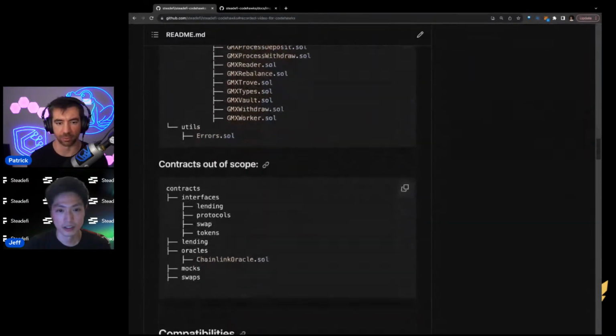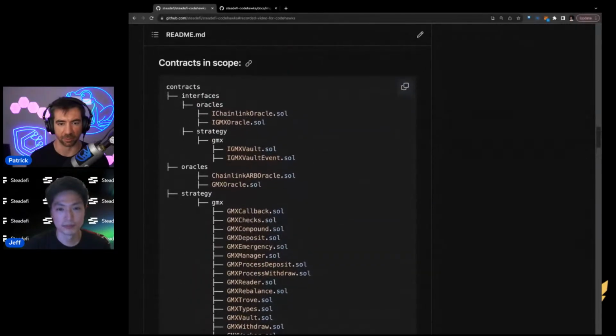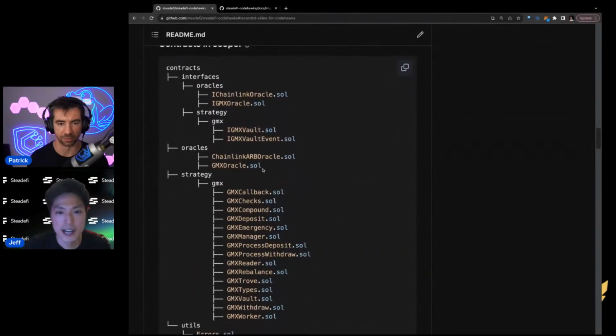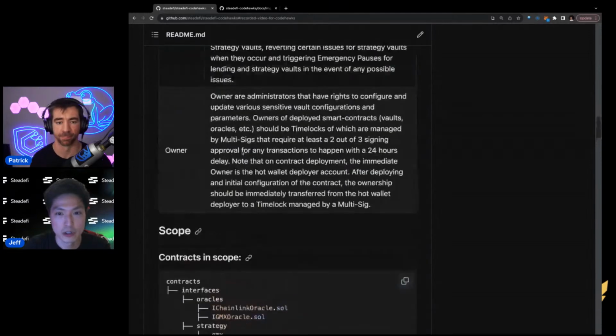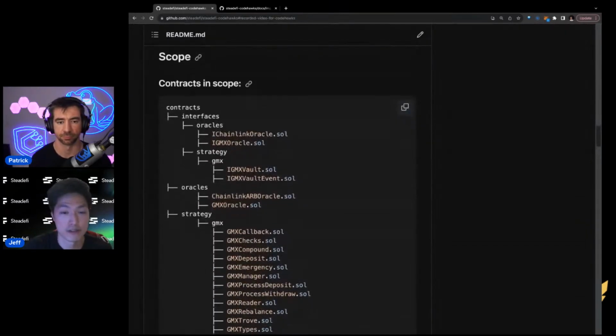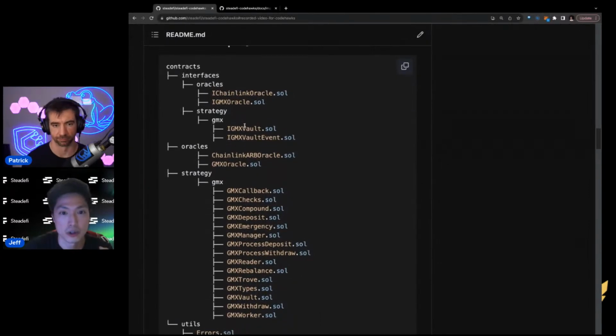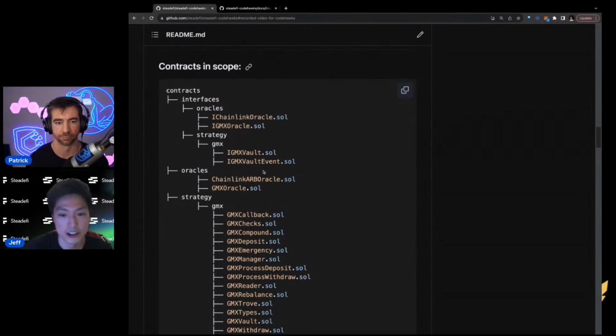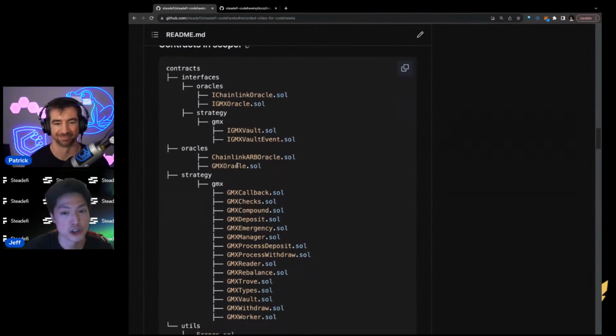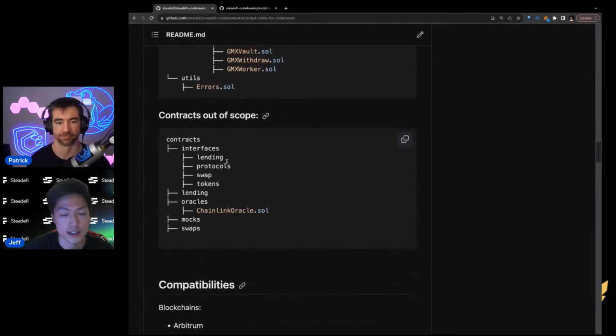Yep, we have the scope, obviously. I'll just highlight here too that even though we talk about lending vaults versus strategy vaults, the contracts that are in scope are really the strategy vault contracts as well as the Oracle contracts. So over here, hopefully this is clear: which contracts are in scope, and then the contracts that are out of scope. Basically, the lending contracts are out of scope. The swap contracts are out of scope. So don't worry too much about those.